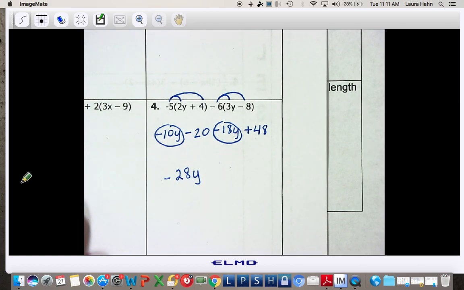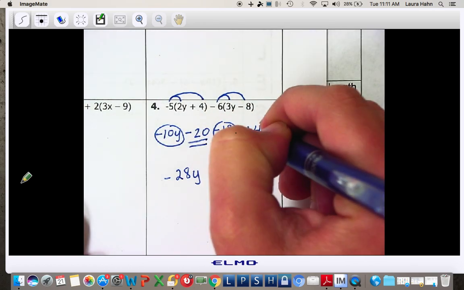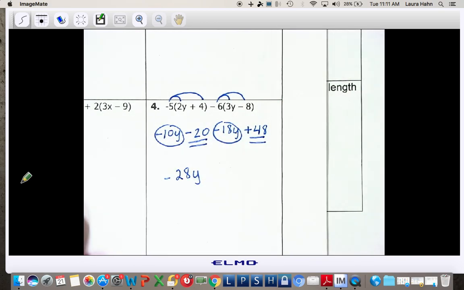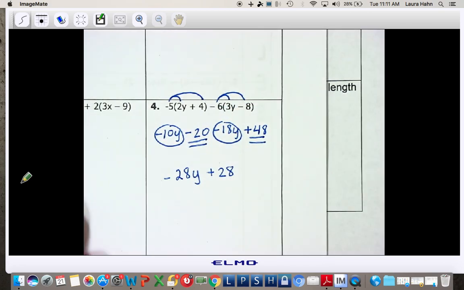Then we have our regular numbers. I have a negative 20 and a positive 48. So I'm going to add those up. Negative 20 plus 48 is a positive 28. All right, we distributed, we combined, boom, we're done.